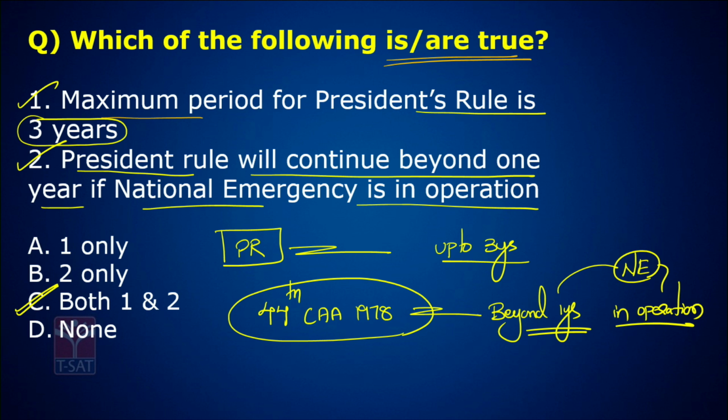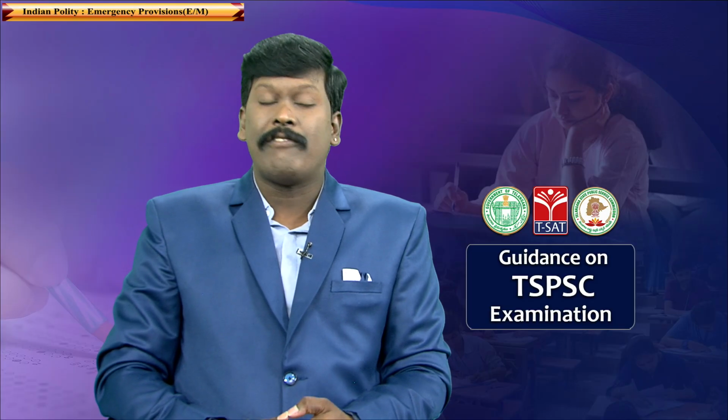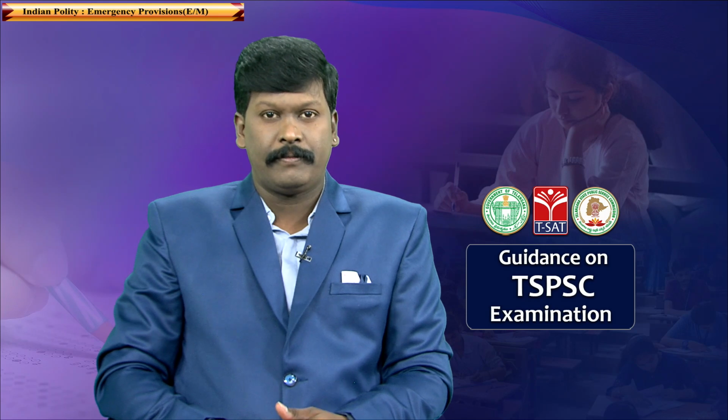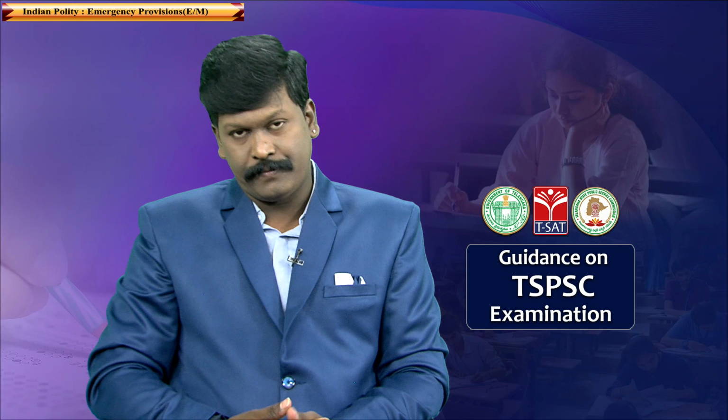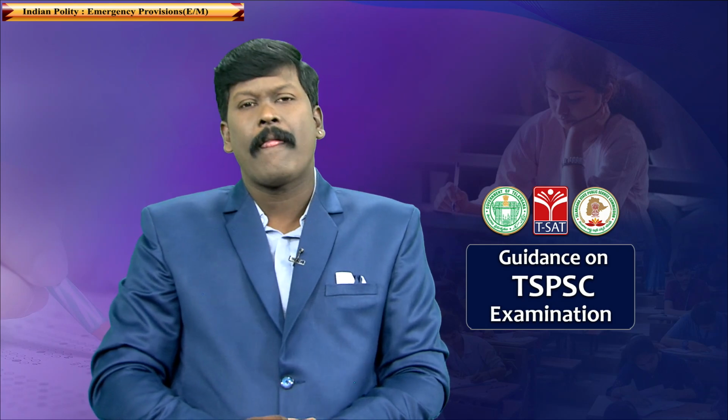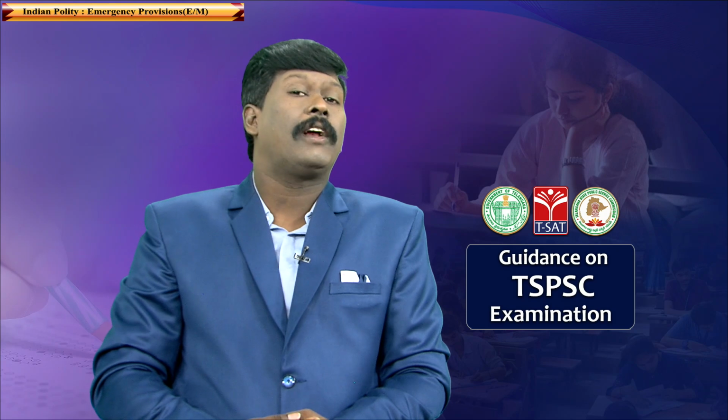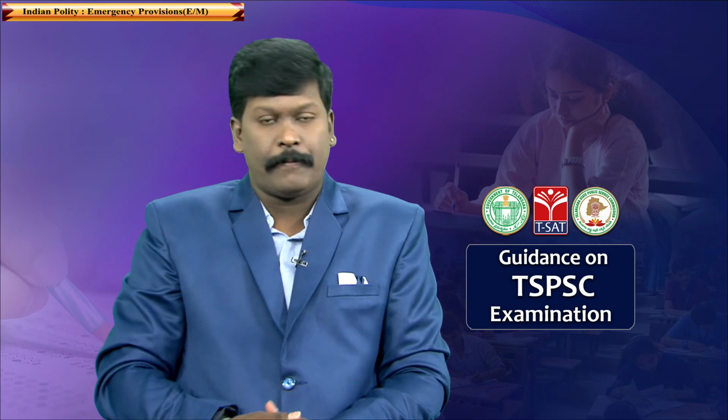According to the 44th Constitutional Amendment Act of 1978, only when the national emergency is in operation beyond 1 year, the state emergency can be continued more than 1 year and maximum up to 3 years. If national emergency is not in operation, the state emergency cannot be continued beyond 1 year. This is the point you need to understand.